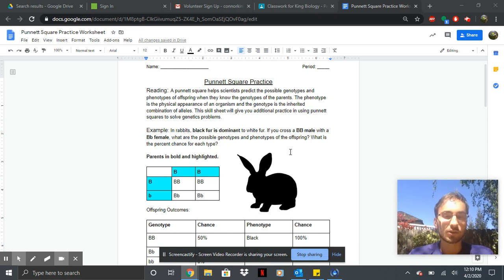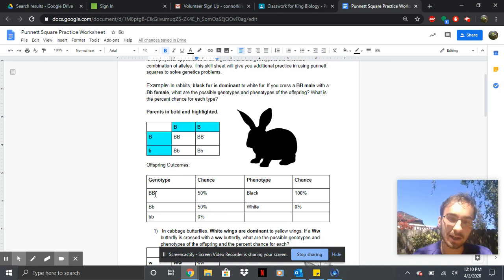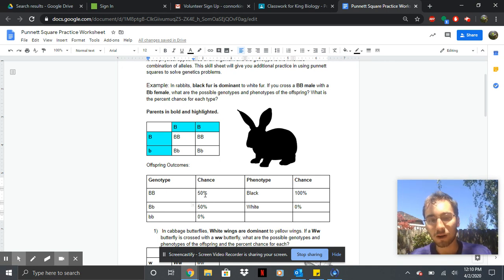Okay, so what is the percent chance for each type? How you do this, you put the parents up top, and then on the side, and then you cross them. So you bring these Bs down, and then these Bs across to fill out the four boxes. And then in the table down below, you're going to tell me the three possible genotypes: two capitals, one lowercase, also called heterozygous, and then two lowercases. And then you're going to tell me, out of the four children, how many of them are going to have capital B, and so on and so forth.